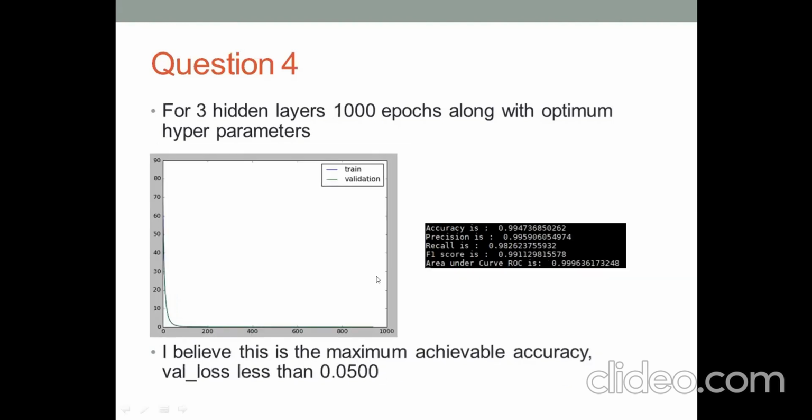Okay. So now what about 3 layers? Yeah. So I went directly to 1,000 epochs, and I got this kind of accuracy. Yeah, you can continue to the next question. I think this is enough for this question.